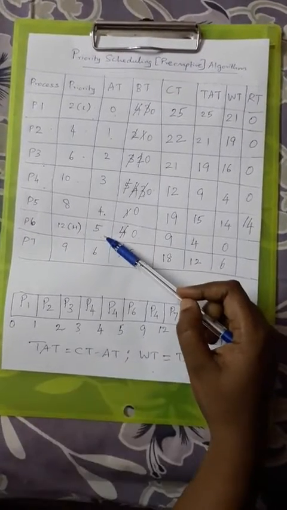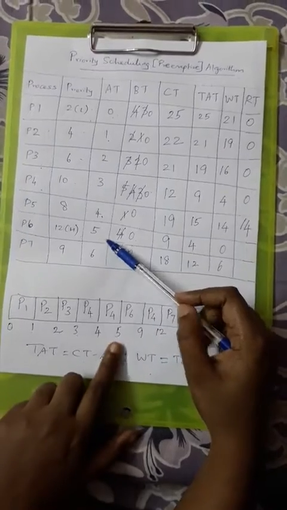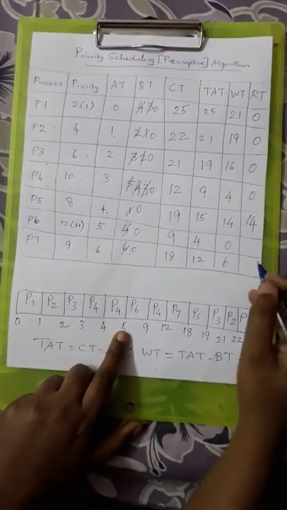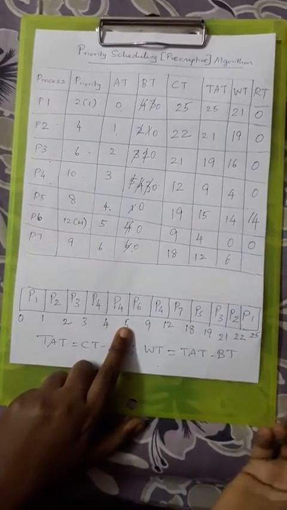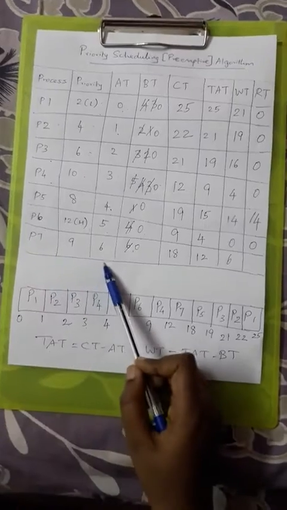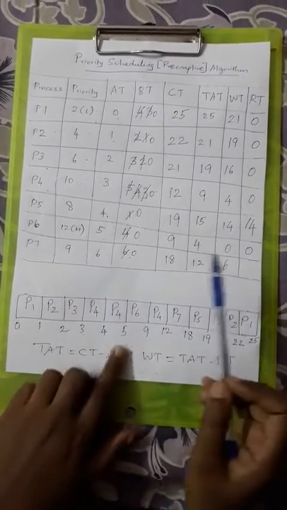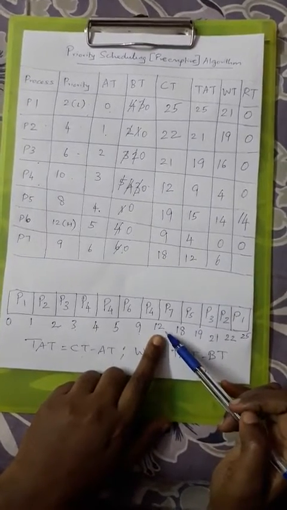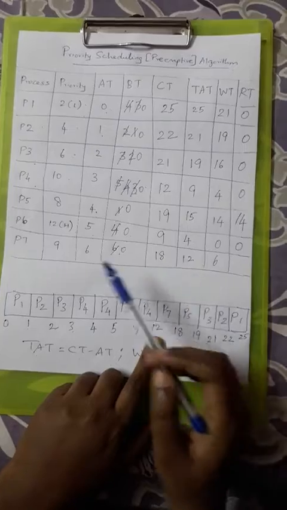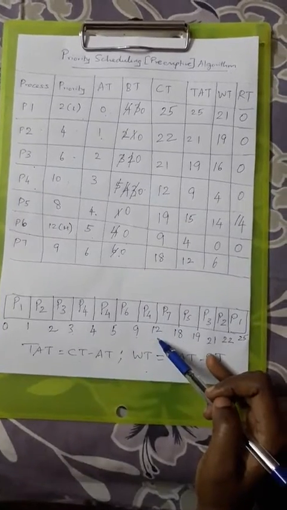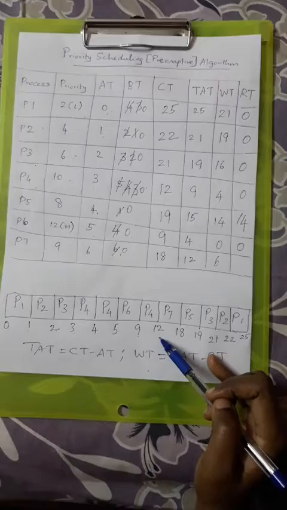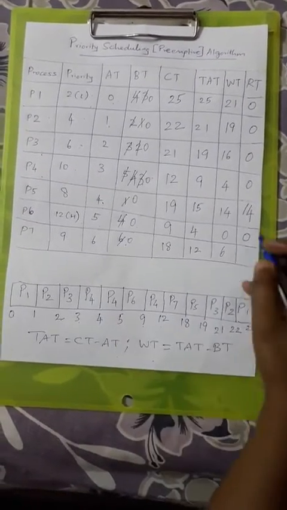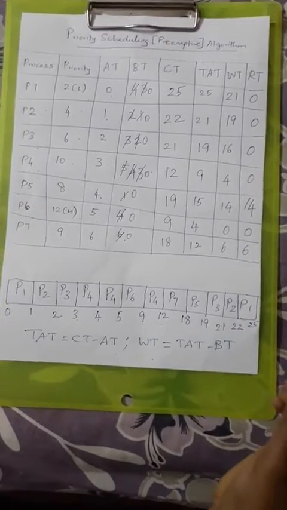Next, the process P6 arrived in the system at the 5th millisecond. See, at the 5th millisecond itself, the process P6 got its first response. So, its response time is 0. Next, the process P7 arrived in the system at the 6th millisecond. But this process P7 got its first response from the system at the 12th millisecond. That is, from the 6th to the 12th millisecond, the process has waited for getting its first response. So, the response time is 12 minus 6, that is 6 milliseconds.